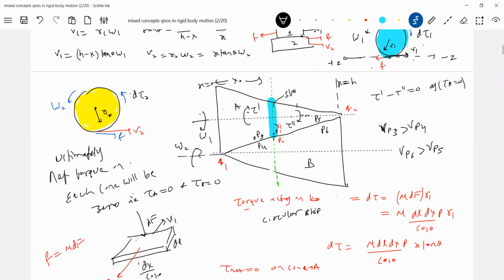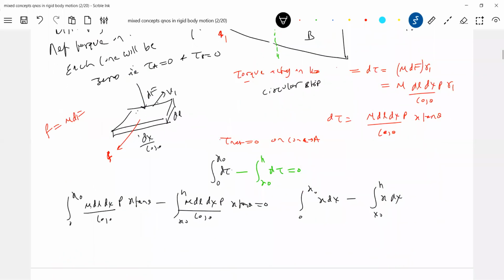What is h? H is the height of the cone. Now integrate this. Anybody? The value of this will be x naught square by 2 minus x square by 2 x naught h equals 0. So x naught square by 2. I think the 2 will get eliminated. X naught square h square minus x naught square equal to 0. So finally, what is x naught equal to? H by root 2.